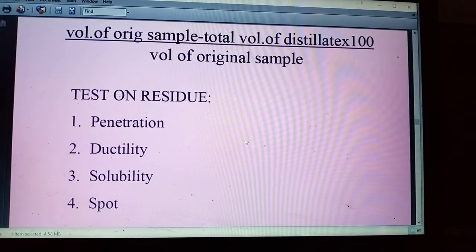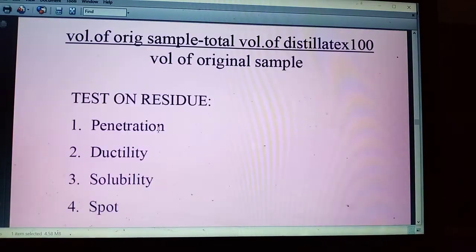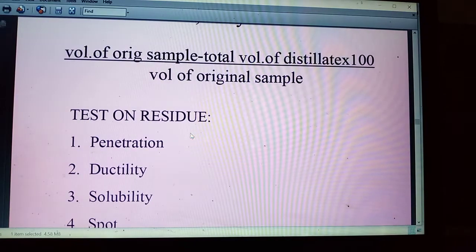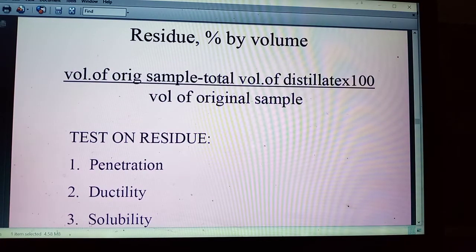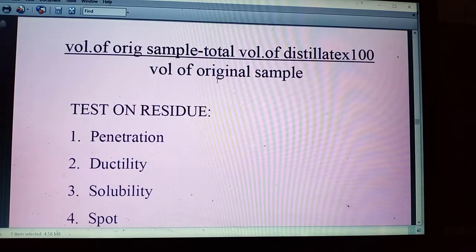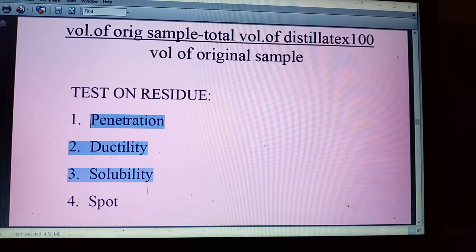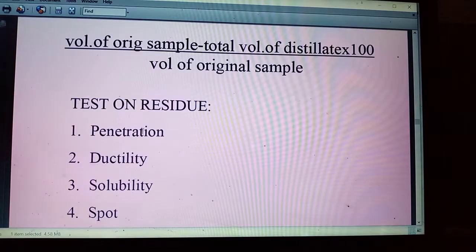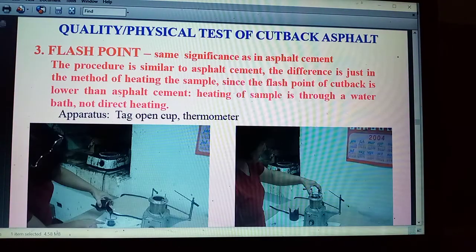So, dito, makikita mo yung test of residue, yung penetration, ductility, solubility, at spot. So, nakuha na natin yung residue percent by volume. Ito naman yung ikakandak natin sa test on residue. Under pa rin ng cutback asphalt. So, the next is flashpoint. Meron pa rin siyang flashpoint, similar pa rin siya doon sa emulsified asphalt.